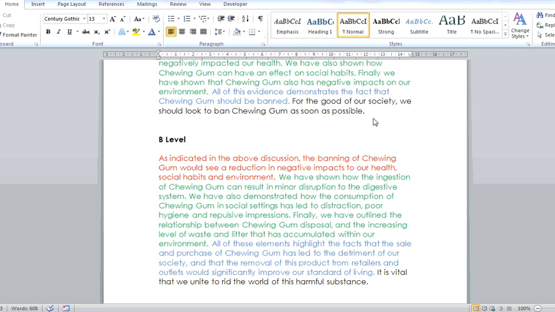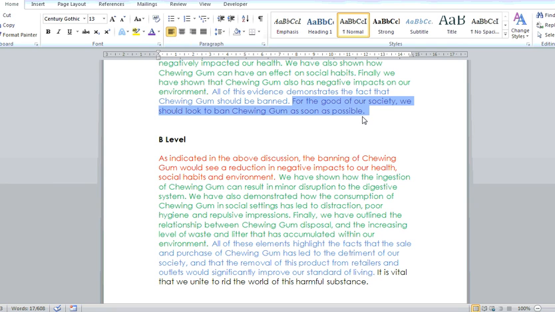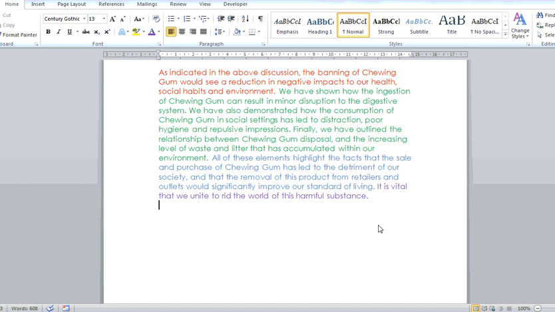Lastly, we had the final statement, which was usually in the form of a recommendation. In our C level, all we had to say was that for the good of our society, we should look to ban chewing gum as soon as possible. The B level has done a very similar thing, but they've just improved and refined the language slightly. They have said, it is vital that we unite to rid the world of this harmful substance. And what they've actually done there is put in a persuasive device in terms of creating a sense of unity with the reader. And by doing that, it makes their piece more convincing.